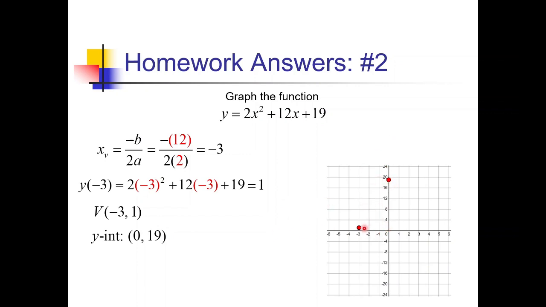Now I can get one more point by reflecting my y-intercept over the axis of symmetry that goes through my vertex. So that reflects over to here at (negative 6, 19). And with 3 points, I can now graph that parabola.